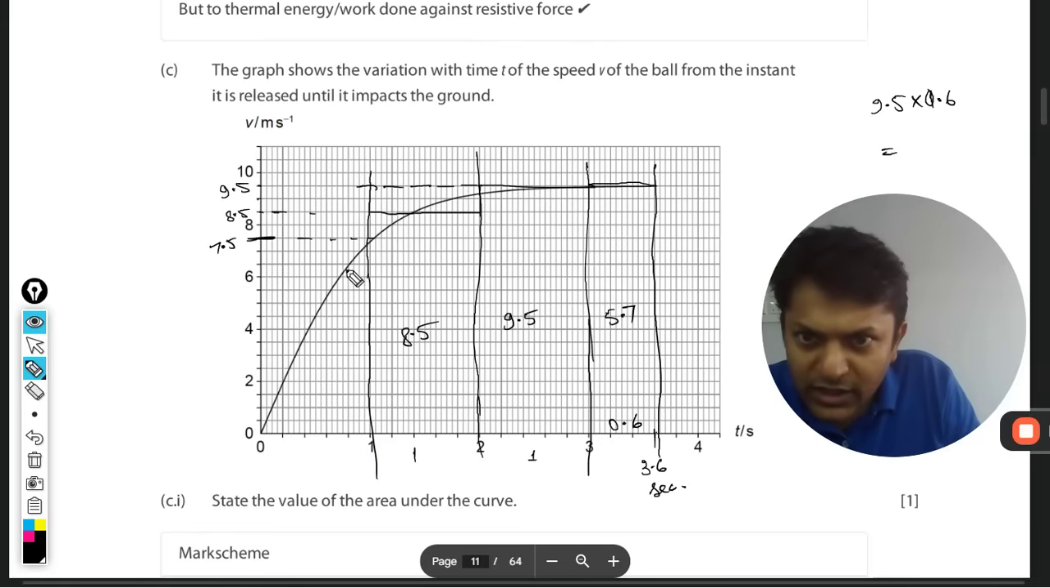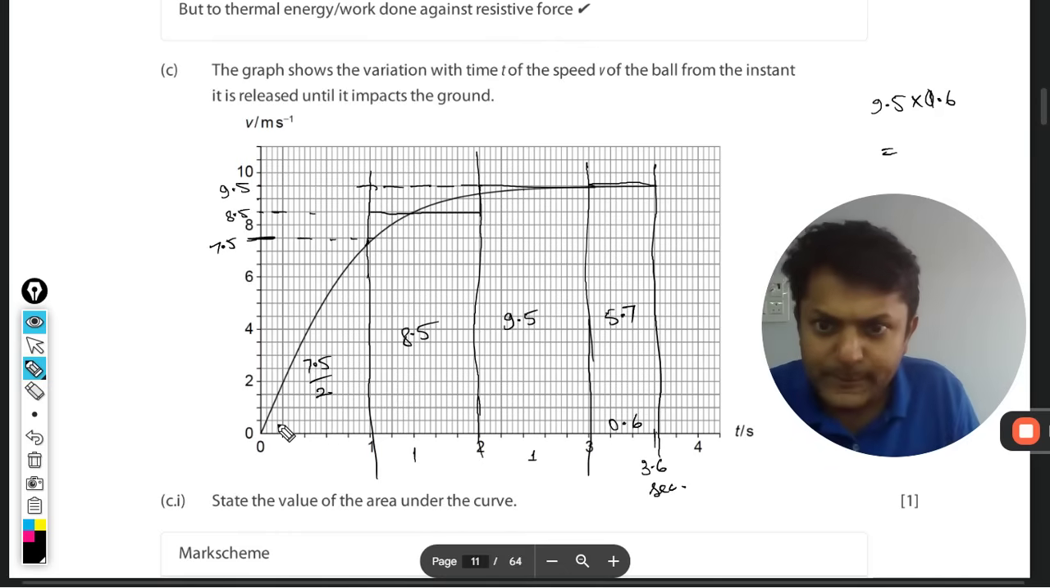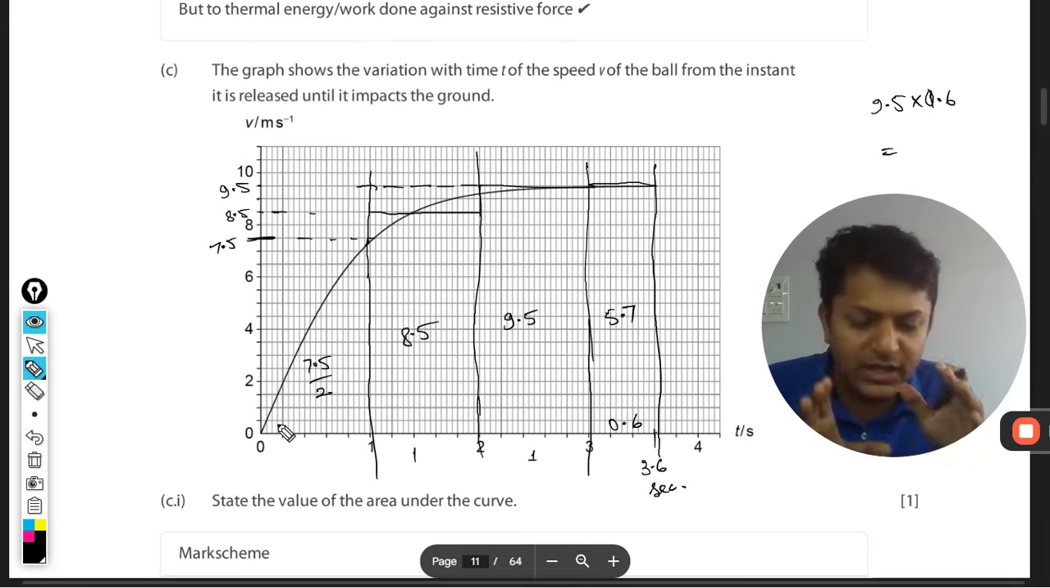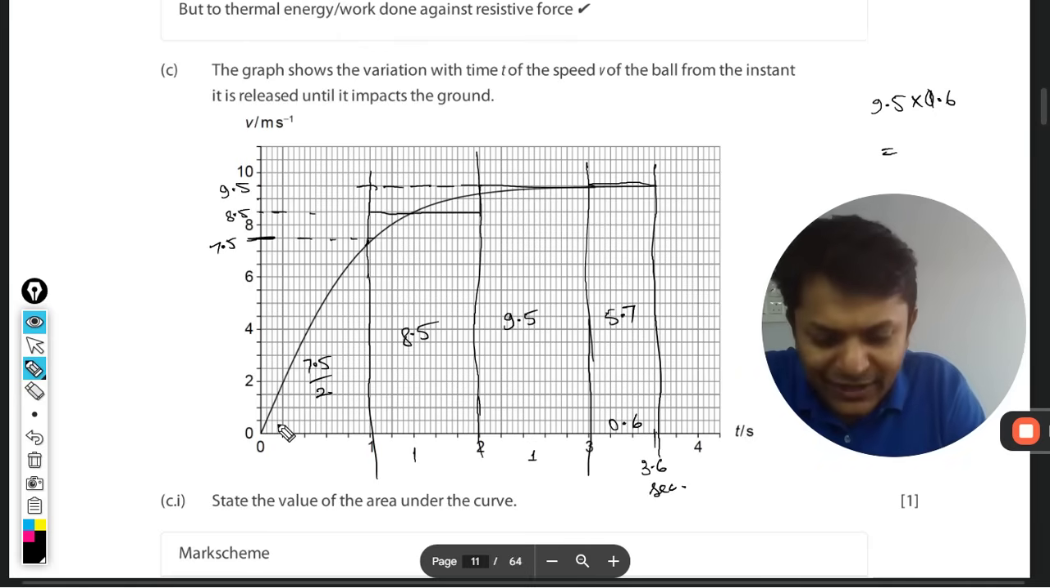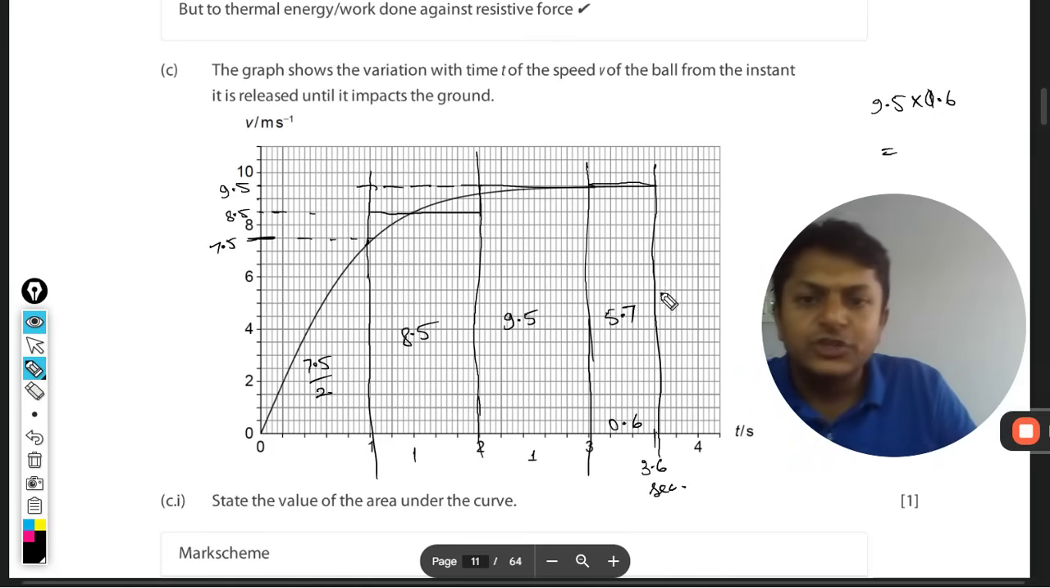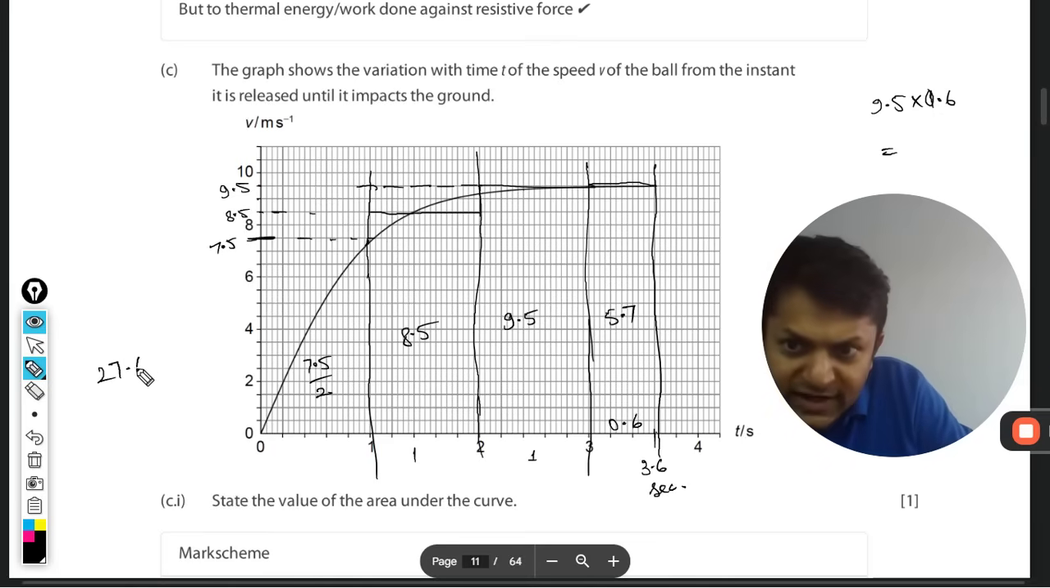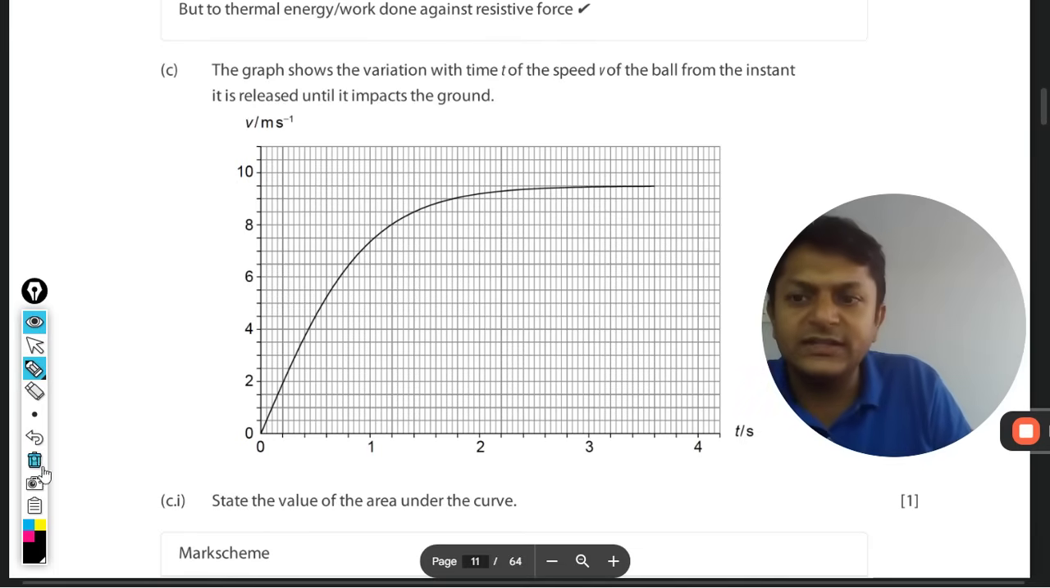What about this one? You can take it as 7.5, but it's almost 50% of this rectangle. So it is 7.5 divided by 2. I think this should be giving us the answer, and we have to add all of these with the help of our calculator. So 7.5 divided by 2 plus 8.5 plus 9.5 and plus 5.7. So my answer is coming out to be 27.45. Okay, let's see what is the answer.